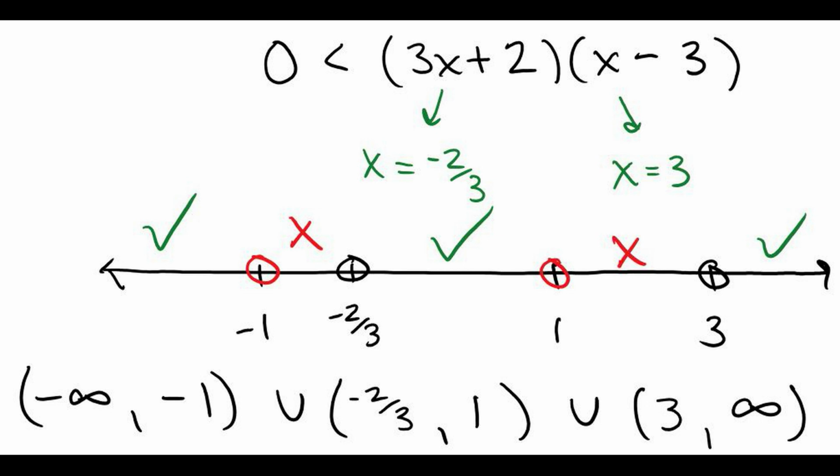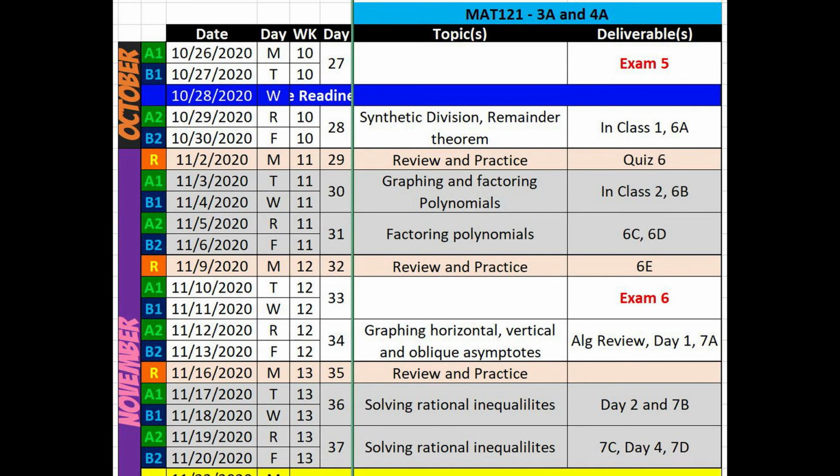Well, nothing has equality, so everything's an open dot. So I put those 4 critical values on this number line. I test all of the regions, and these are the ones that worked. So we say -infinity to -1, and -2/3 to 1, and 3 to infinity. And that is our final answer. Okay, so that was worksheets 6A, 6B, and 6D. So that is everything for this week.